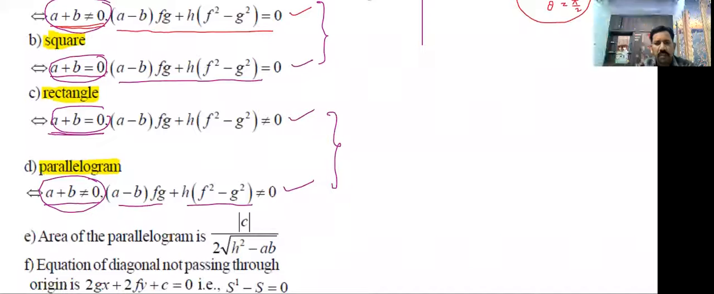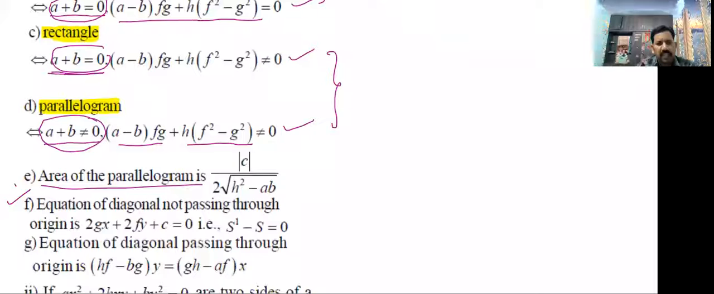Now, area of parallelogram. Parallelogram means here the angle between adjacent sides is not 90 degrees. Area of parallelogram is mod C by 2 into under root of h square minus ab. There is a formula. Okay.